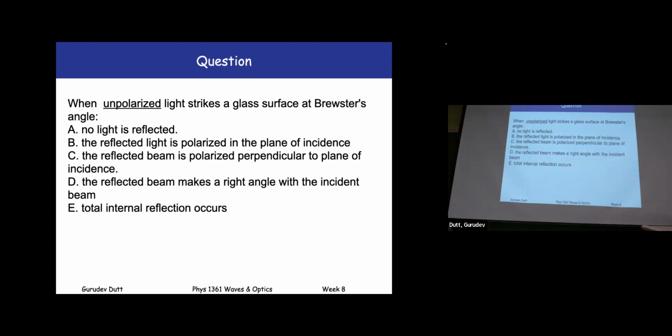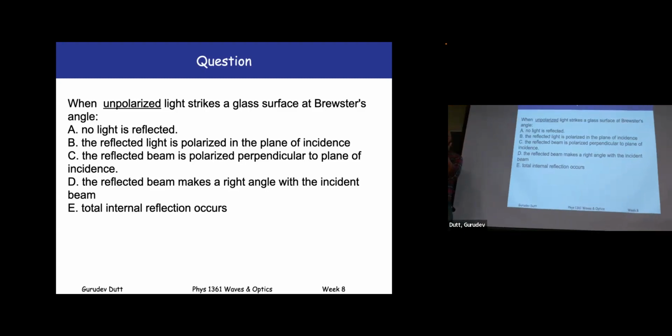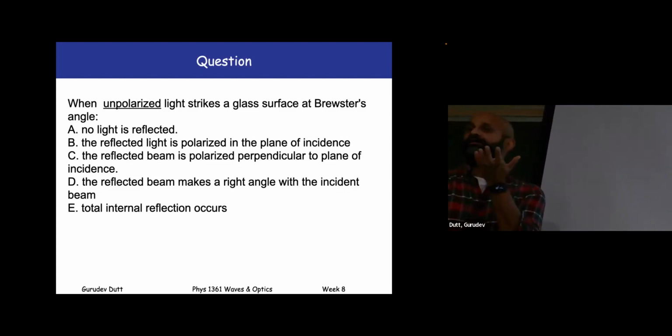Okay, I'm getting that most of you are thinking it's either B or C. So indeed, the answer is C. And the reason for that is that at Brewster angle, RP, that is the reflection coefficient for the P polarized light, goes to 0, and RS, which is for the S polarized light, is still finite here. So that's one way to think about it.